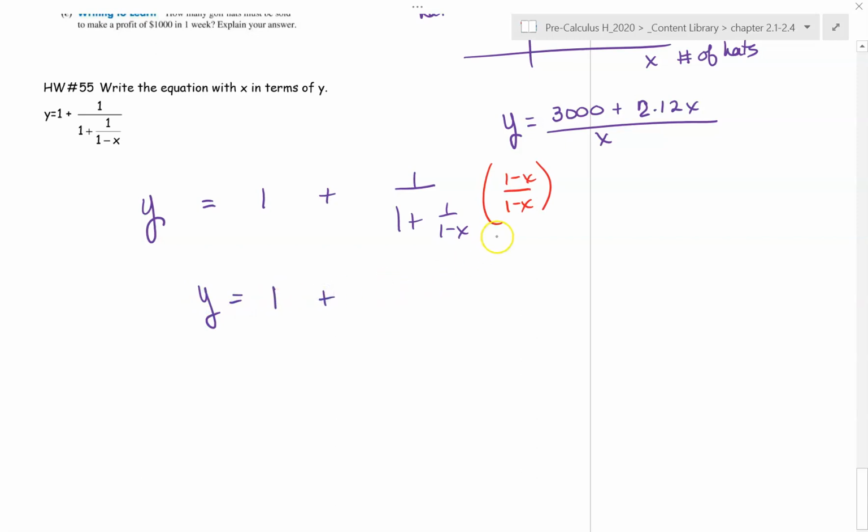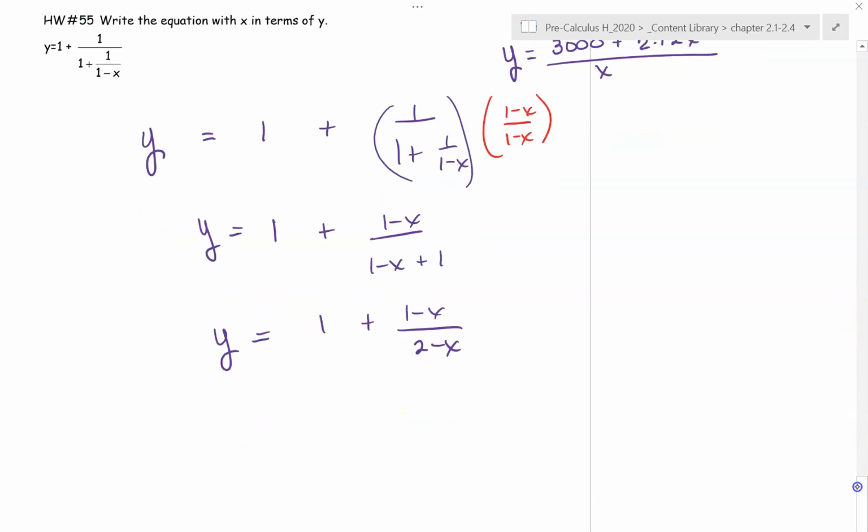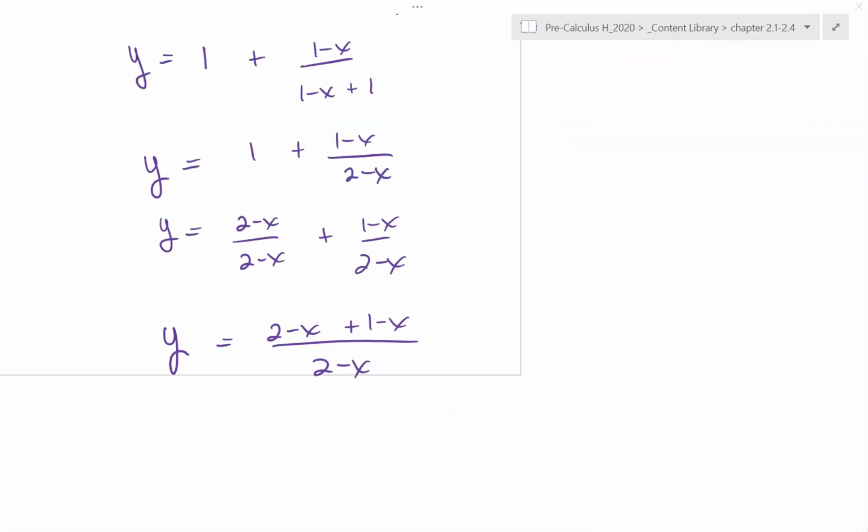So we could go ahead and multiply by 1 minus x. So 1 minus x times 1 is 1 minus x. 1 minus x times the quantity 1 over 1 minus x is 1. So this looks better already. So now we want to go ahead and we could add these two fractions, get a common denominator. 1 is the same thing as (2 minus x) over (2 minus x). Now we can add two fractions since we have a common denominator.